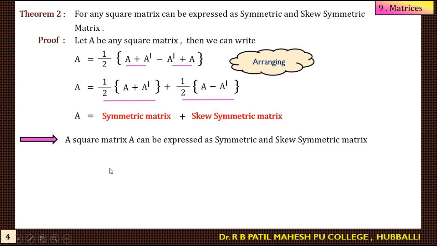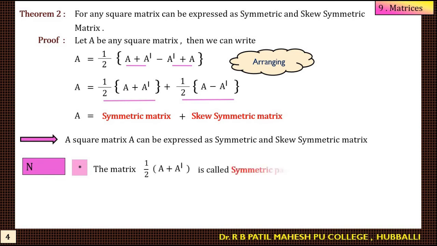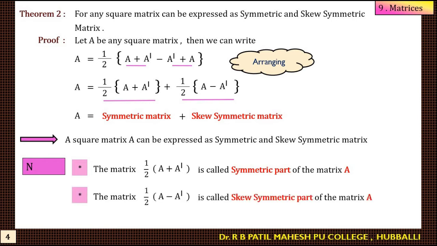Okay, I hope you understood whatever I discussed. Note, the matrix half into A plus A dash is called the symmetric part of A, and the matrix half into A minus A dash is called the skew symmetric part of the matrix A.